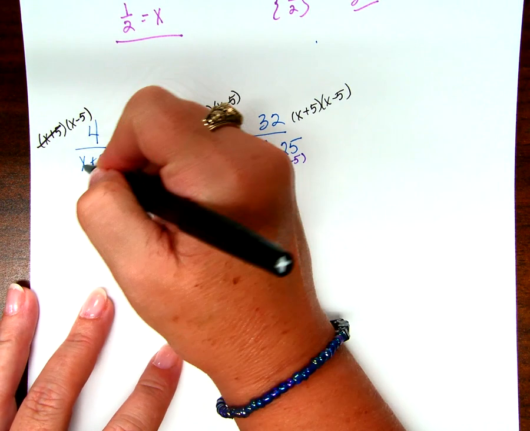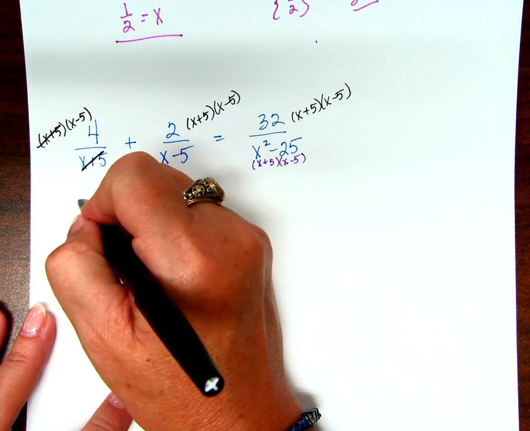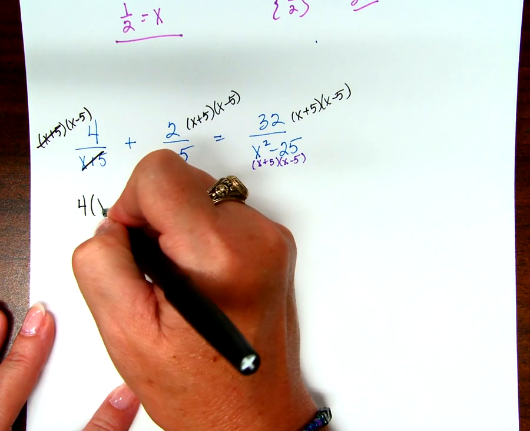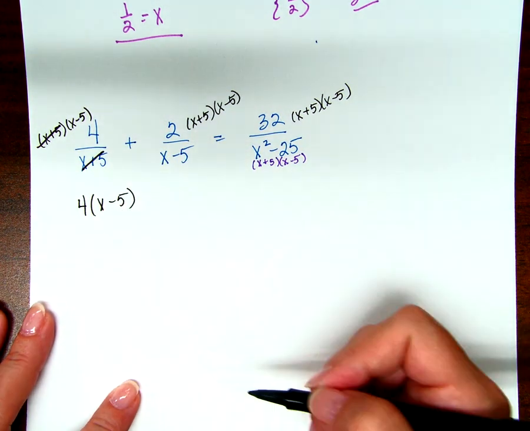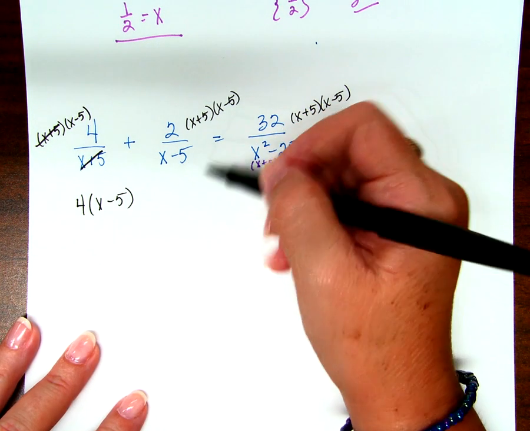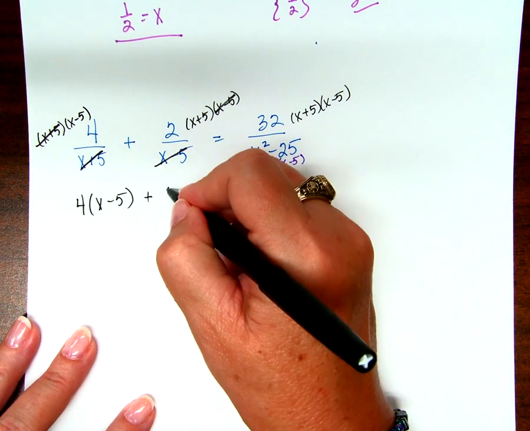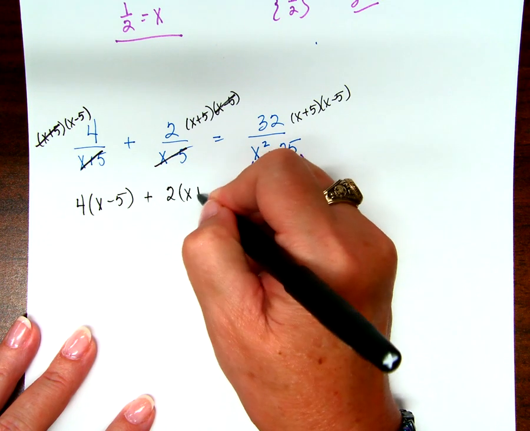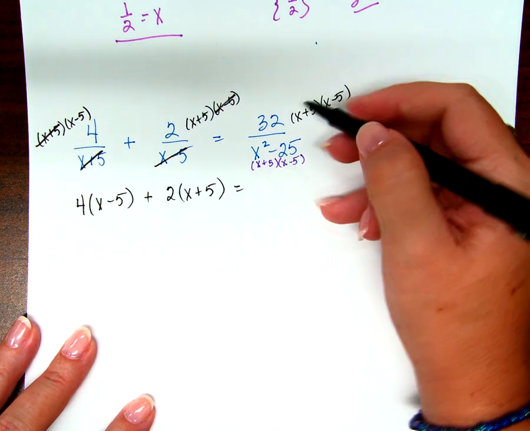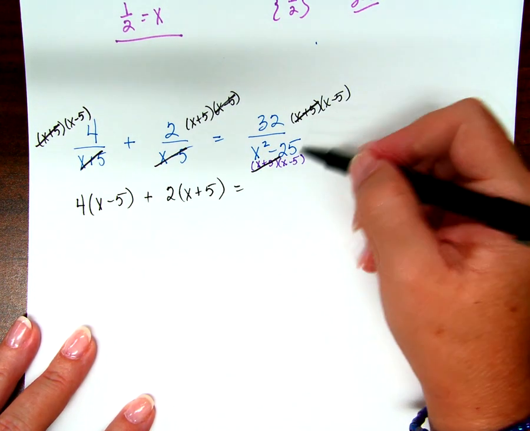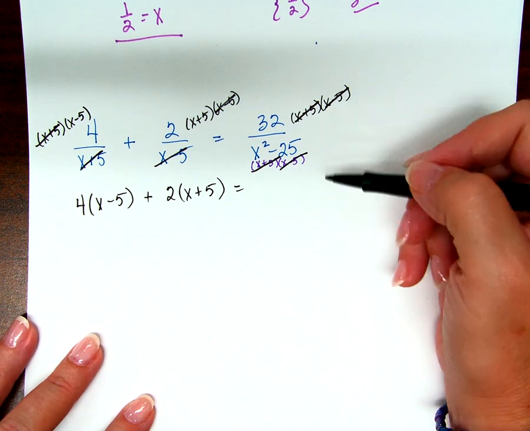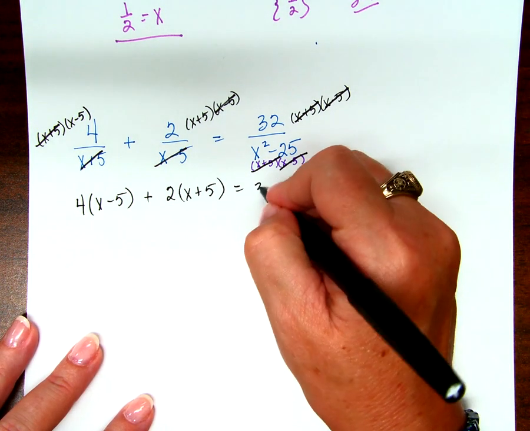So x plus 5 and x plus 5, what's left right here? 4 times x minus 5, right? What simplifies here? X minus 5's. What am I left with? 2 times x plus 5. And then what happens over here? Cancel, cancel, cancel, cancel, right? So I just have 32.